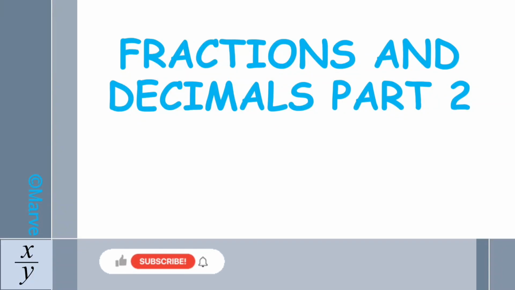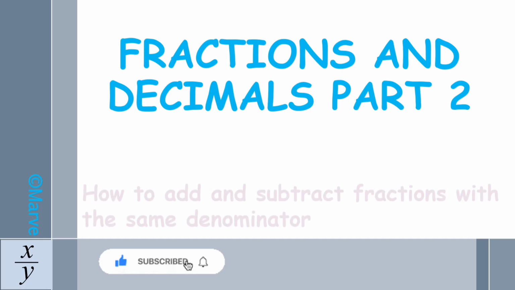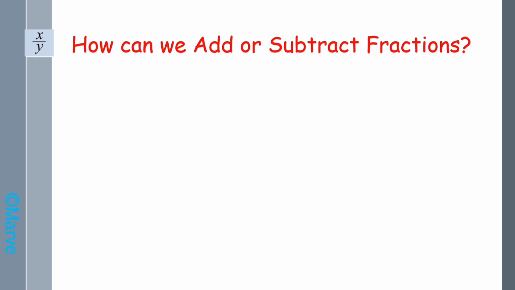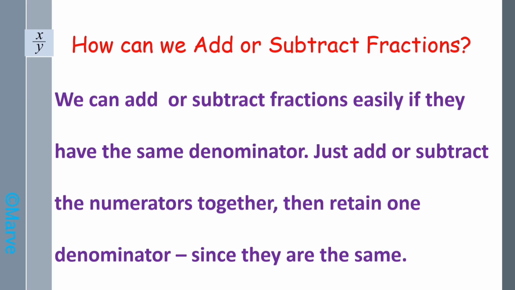My name is Marvelous. Today we're continuing with our series on fractions and decimals. This is part 2. And today we want to explore how to add and subtract fractions with the same denominator. So let's go. How can we add or subtract fractions? We can add or subtract fractions easily if they have the same denominator. What you do, simply add or subtract the numerators together, then return one denominator since they are the same.